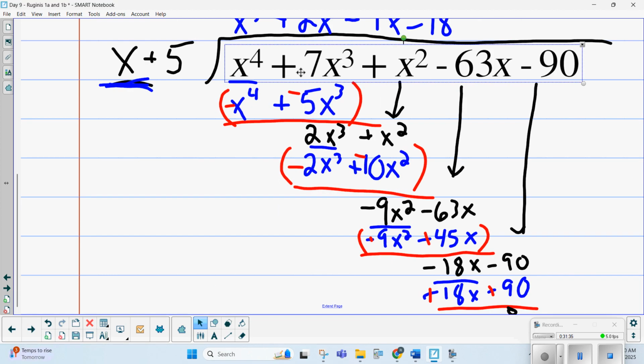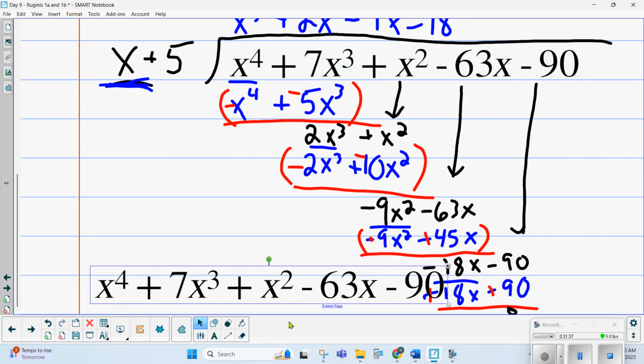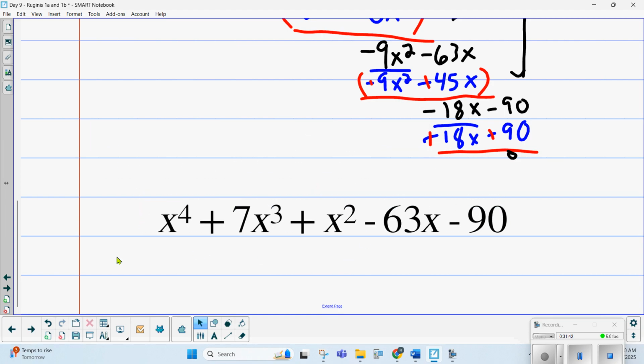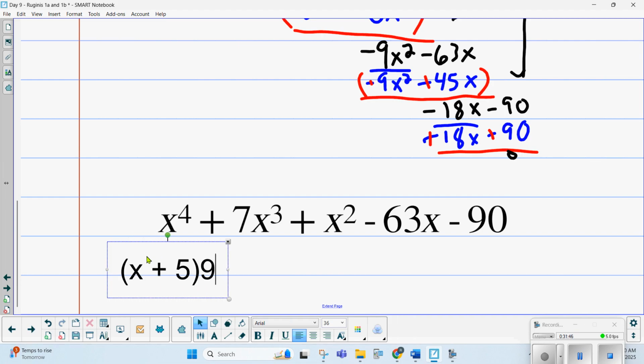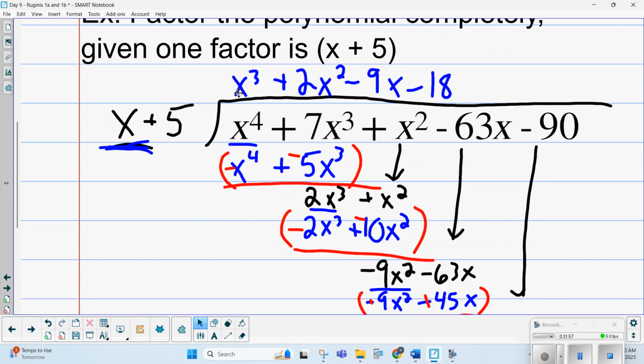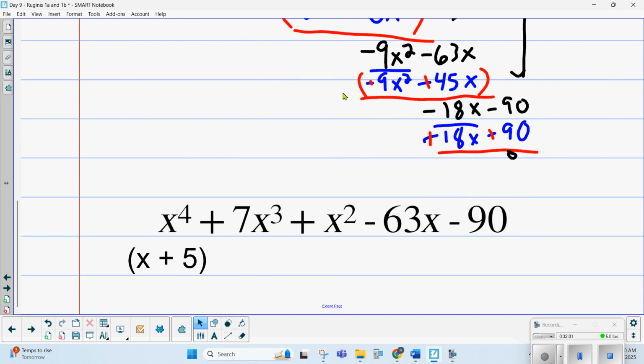This thing is going to be the same thing as if we just have x plus 5 times what we got, right? So we had x plus 5 times this, our answer should equal the thing we started with. So we have x plus 5 times x cubed plus 2x squared minus 9x minus 18.